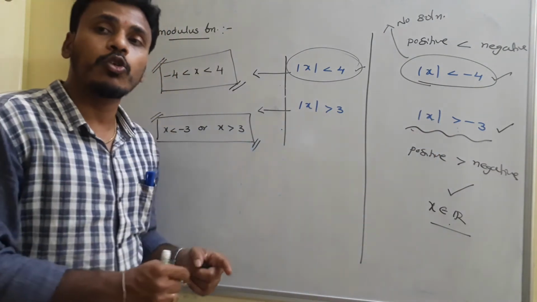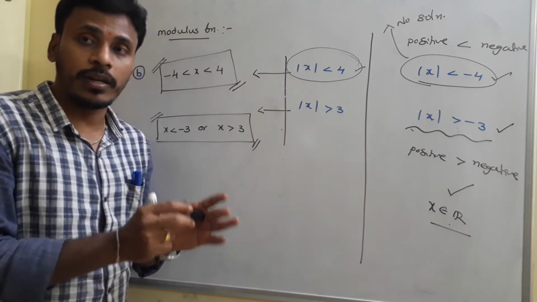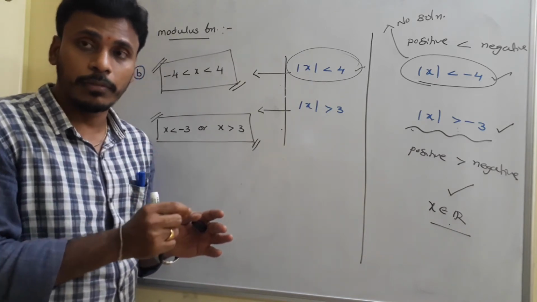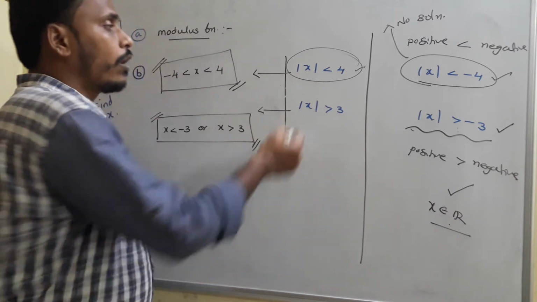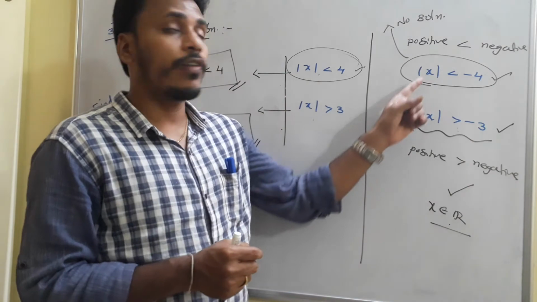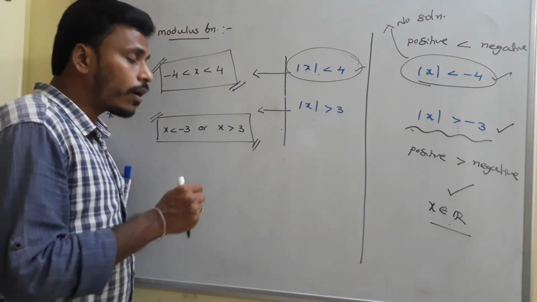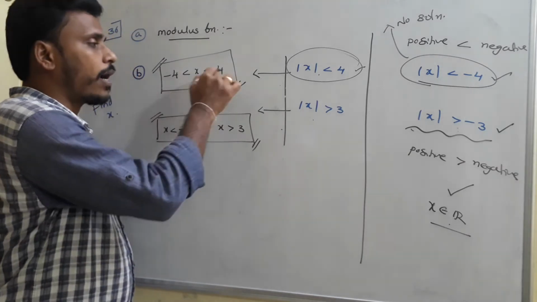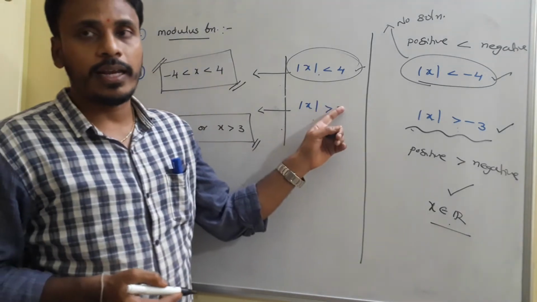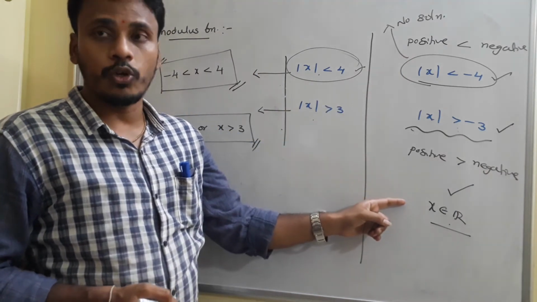Okay, when coming to the modulus inequalities, modulus of x is less than a particular number, you need to think about that number. If that number is positive, then you may face these two situations. If that number is negative, then you will face any one of these two situations. That's it. So before writing the solution part, you need to think about that number, right? If that is negative, one case has no solution, the other case has all real numbers as solutions.